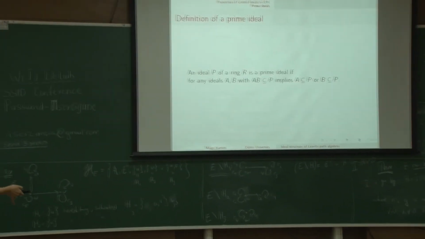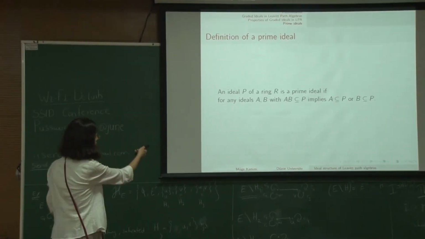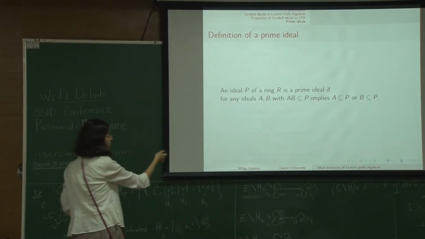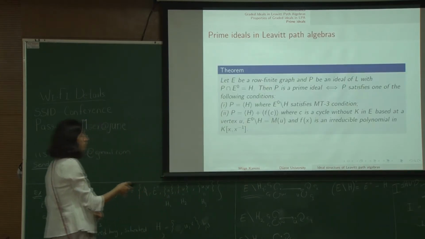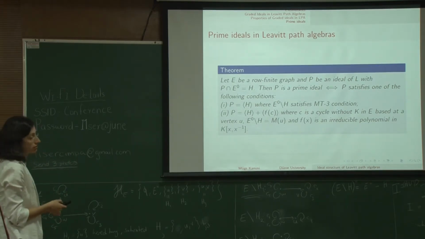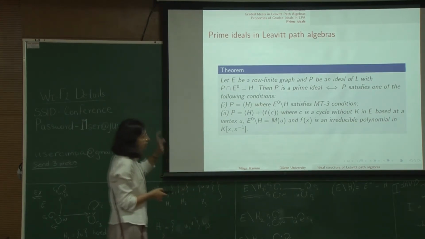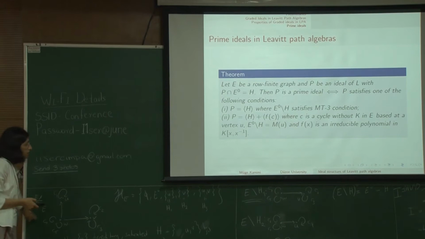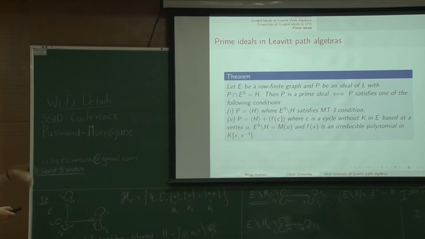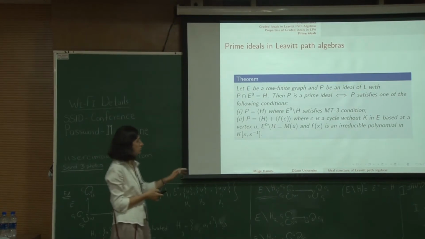Now we can go on. I'm going to mention the prime ideals. All of us know that an ideal P is prime if the product of two ideals A, B in P implies either A or B is in P. There is a nice criterion to determine what are the prime ideals in the Leavitt path algebra. So after the theorem, what I'll do is basically look at some graphs and determine which ideals are prime, which ones aren't, which ones are graded, which ones aren't. So we're going to do a few examples from this point on.